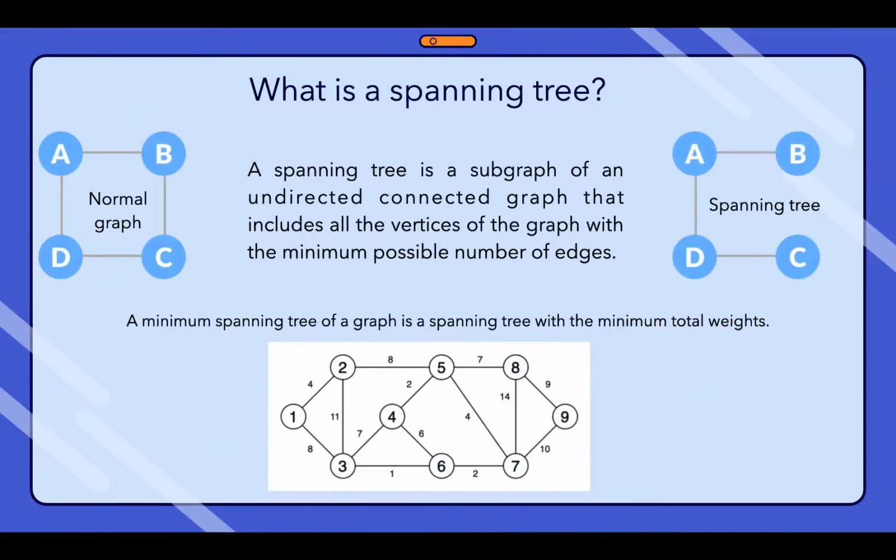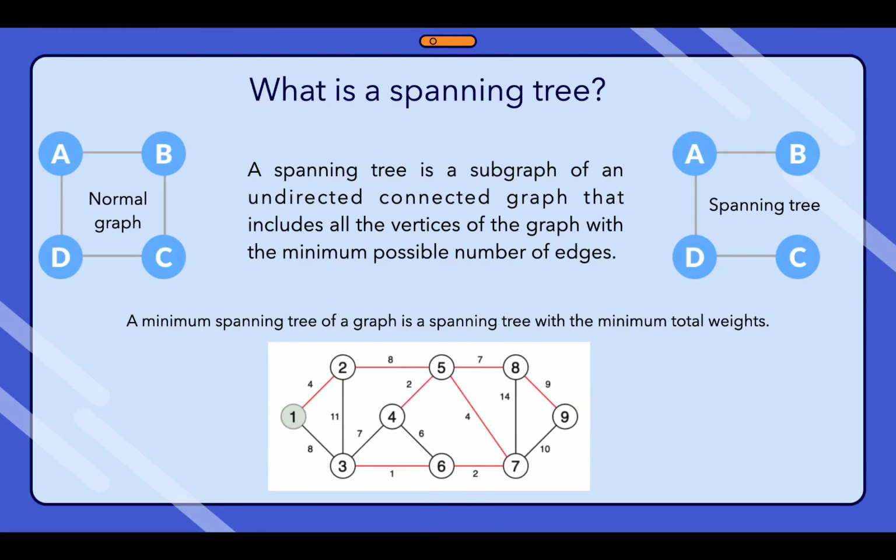Before we learn about minimum spanning trees, we need to understand what a spanning tree is. A spanning tree is a subgraph of an undirected connected graph that includes all the vertices of the graph with the minimum possible number of edges. If a vertex is missing, then it's not a spanning tree. Here is a spanning tree example.